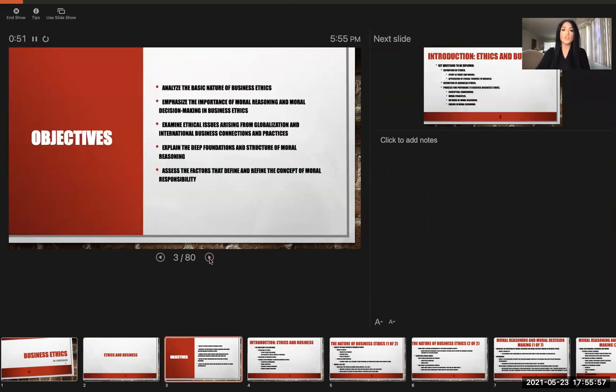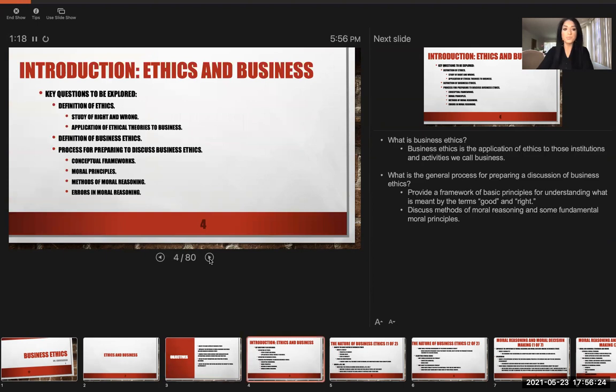By the end of this, you should be able to analyze the basic nature of business ethics, emphasize the importance of moral reasoning and moral decision-making in business ethics, examine ethical issues arising from globalization and international business connections and practices, as well as explain the deep foundations and structure of moral reasoning, and to assess the factors that define and refine the concept of moral responsibility.